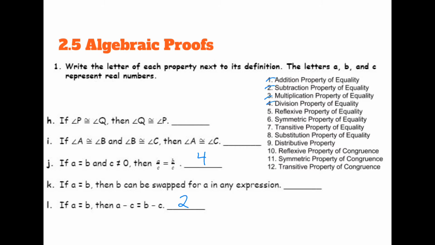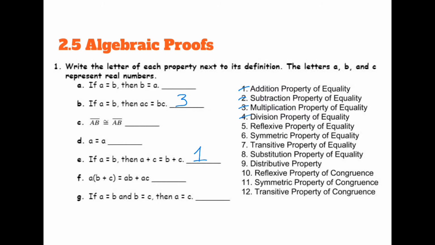Now let's look at some other ones that you might be familiar with. And let's start with the distributive property. That's going to be right here. So distributive property is right here. Remember, that means we can say A times B and A times C. So we can distribute that.